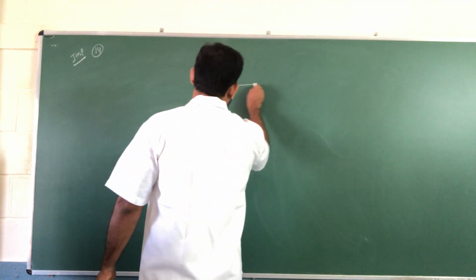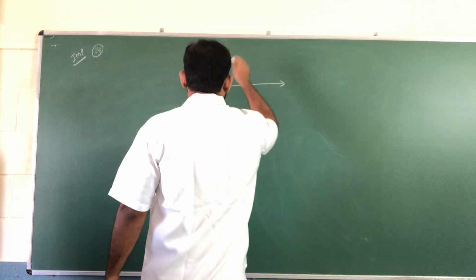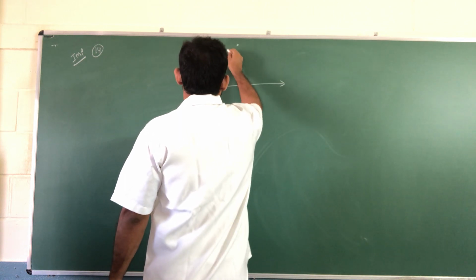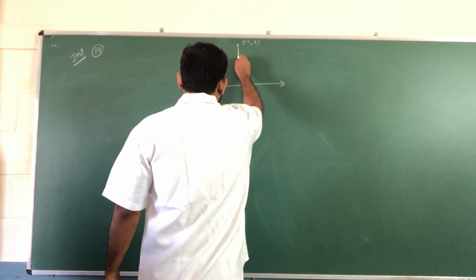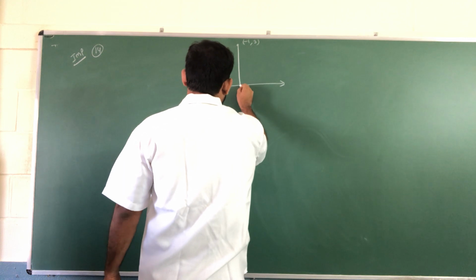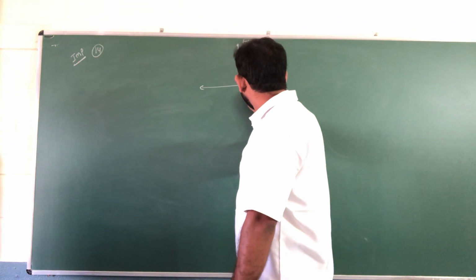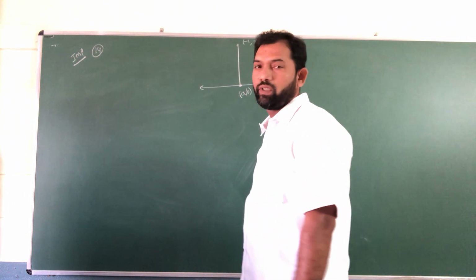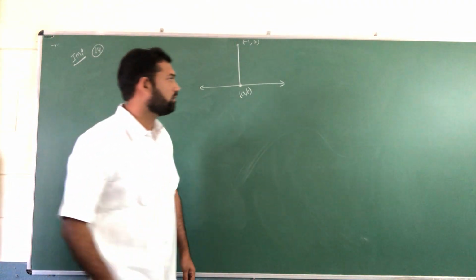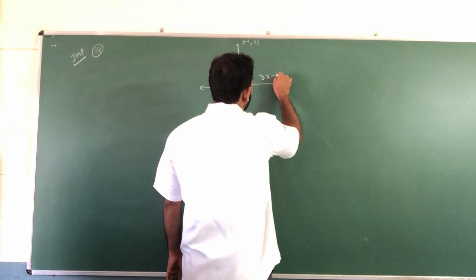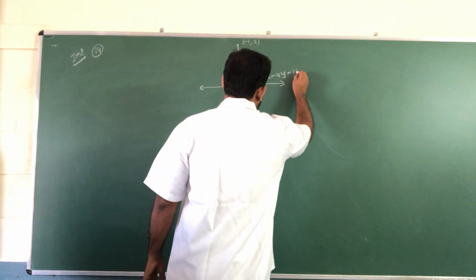So here one line is given, and one point is there, minus 1 comma 3. From this point you draw a perpendicular line to the given line. These are called the coordinates of the foot. I have considered it as (a, b). How is the line equation given? The line is 3x minus 4y minus 16 equal to 0.